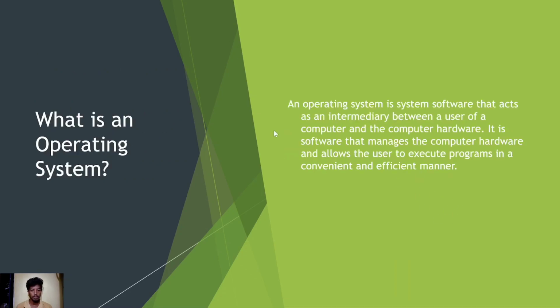What is an operating system? An operating system is a system software that acts as an intermediary between a user of a computer and the computer hardware. It is software that manages the computer hardware and allows the user to execute programs in a convenient and efficient manner.